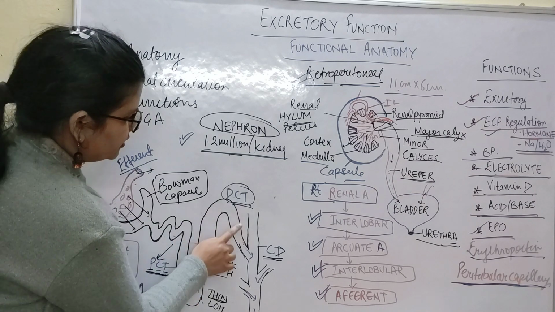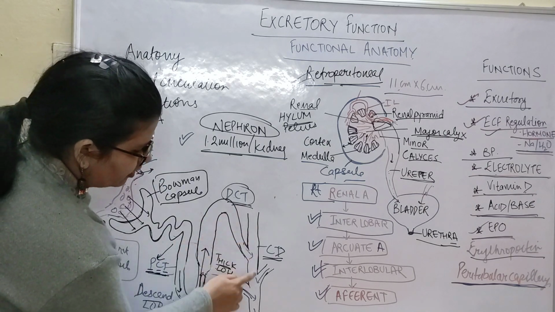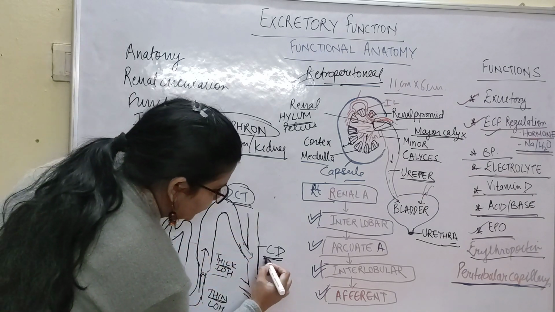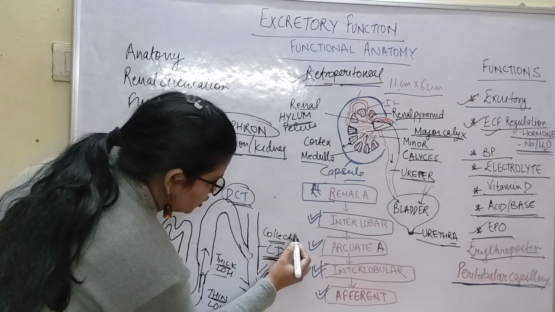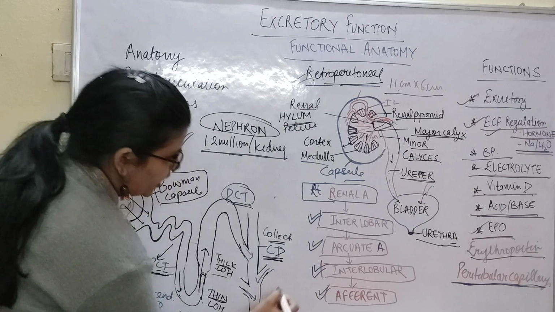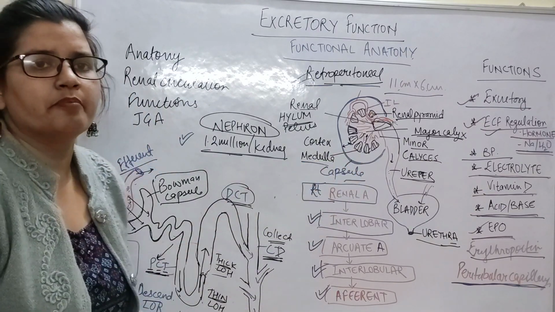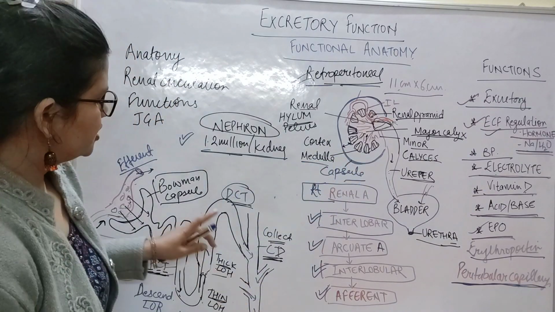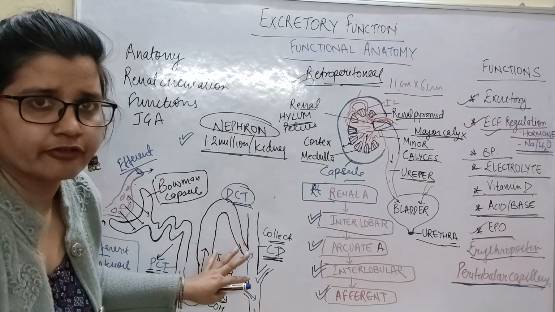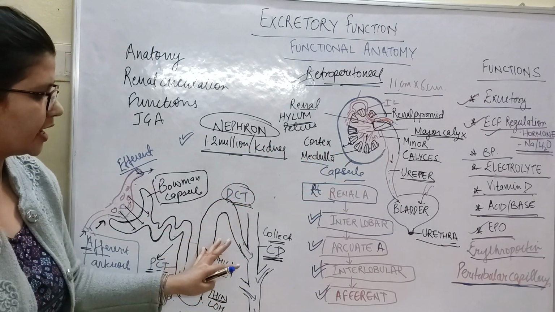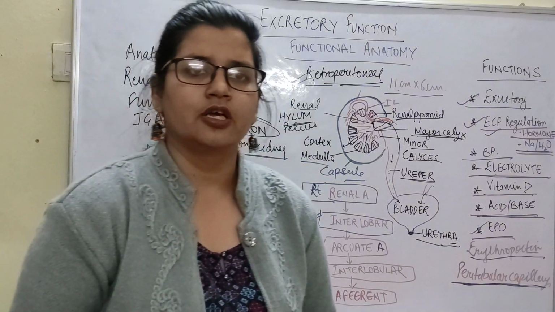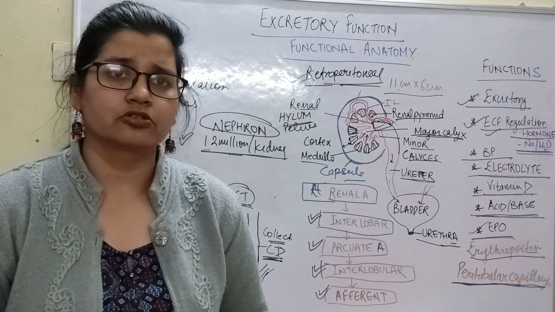Now this nephron joins into one tube which is called the collecting duct. The collecting duct collects all the urine from all the nephrons and then enters into the minor calyces. Okay, so this is the anatomy of nephron. Fine. We have talked about functional anatomy and renal circulation. So let's now talk about the functions of kidney.